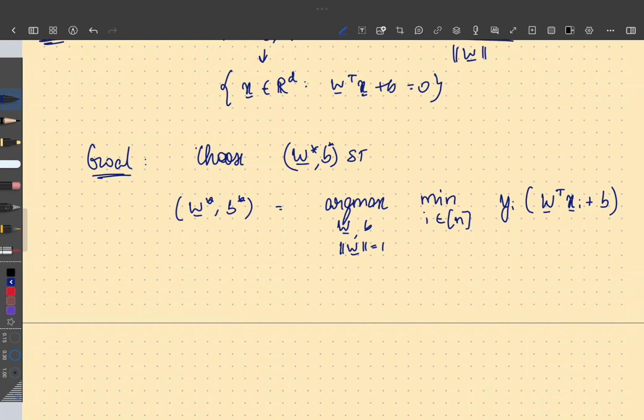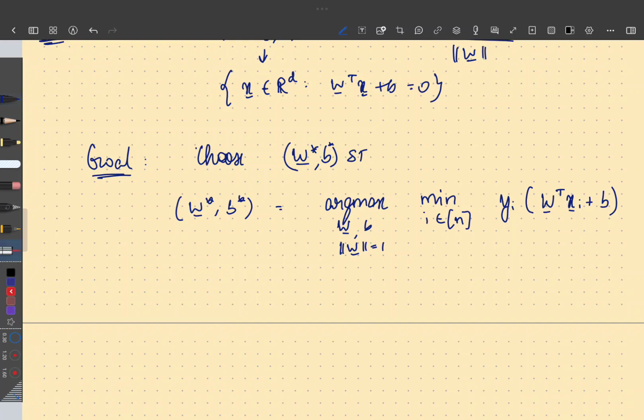Alright, so a couple of things here. First, I want to maximize the minimum distance, minimum among all possible points in the data set. That's the margin. I want to maximize the margin. And moreover, I want the classification to be correct. It's not any arbitrary hyperplane, right? It should classify all the points in the data set correctly.